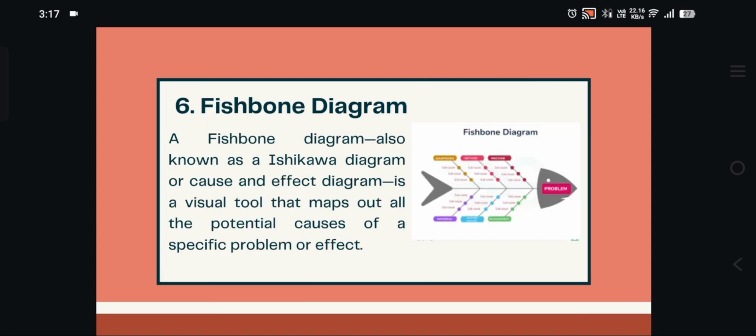Next one, or the sixth one, we have the fishbone diagram. A fishbone diagram, also known as Ishikawa diagram or cause and effect diagram, is a visual tool that maps out all the potential causes of a specific problem or effect. It identifies and visually organizes all the potential root causes of a specific problem or effect.